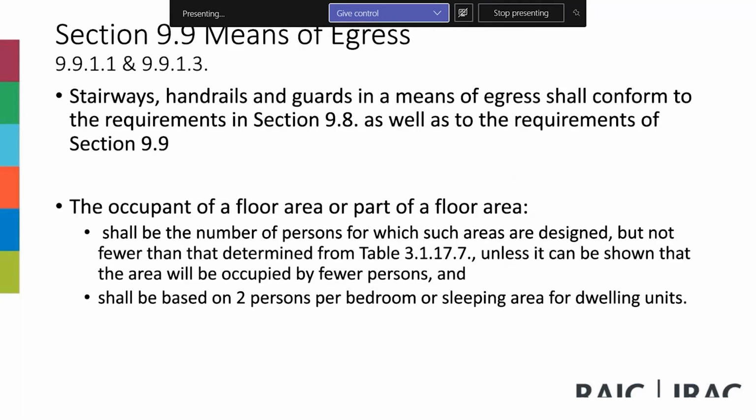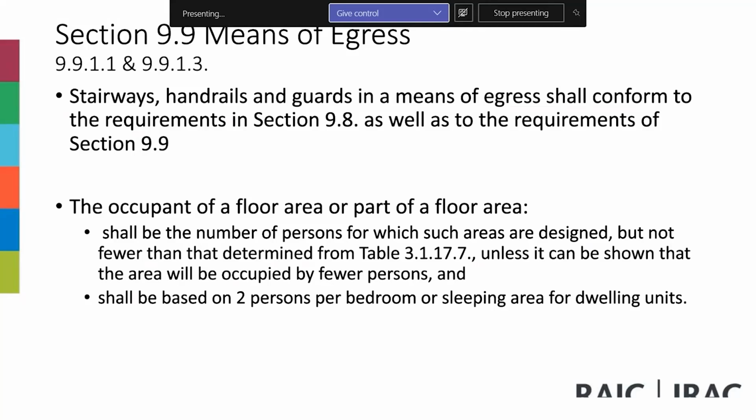So some provisions related to that: stairways, handrails, and guards in a means of egress shall conform to the requirements in section 9.8, which we saw earlier this morning, as well as to the requirement of section 9.9. So 9.8 is the general requirement for doors and stairways, and windows. So take a look at requirement for stairways, handrails, guards, and means of egress in both 9.8 and 9.9.